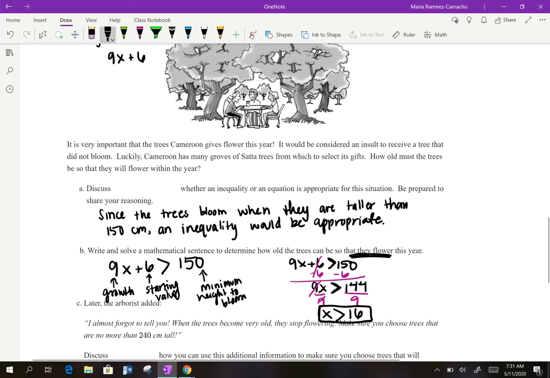Okay, if x is greater than 16 and they asked us to determine how old the trees can be so that they can flower, that means that the trees must be more than 16 years old. More than because we have the greater than symbol.